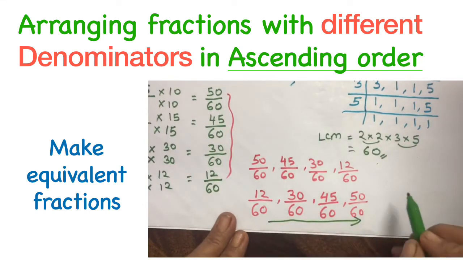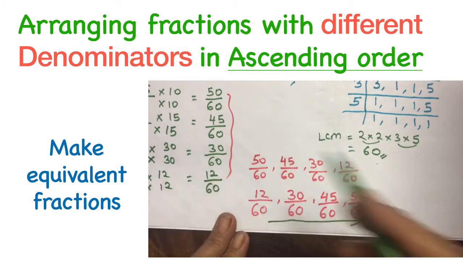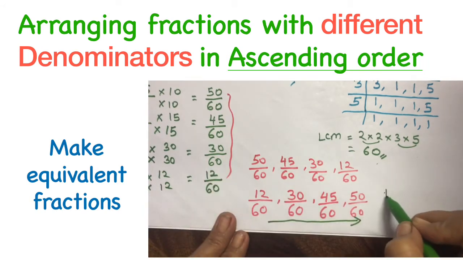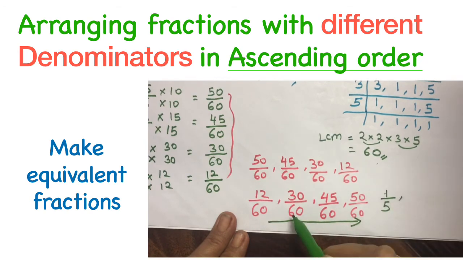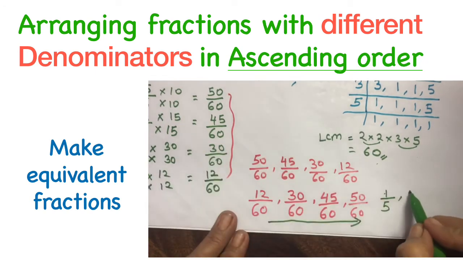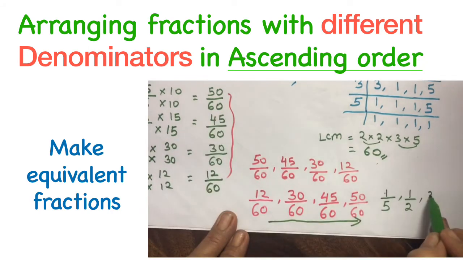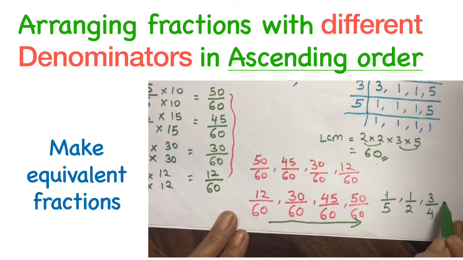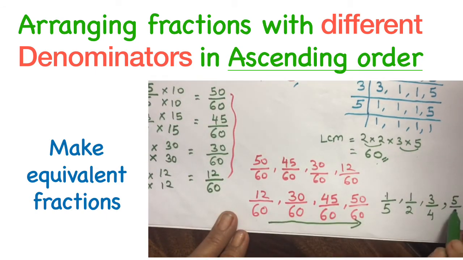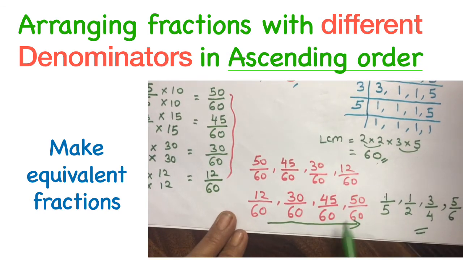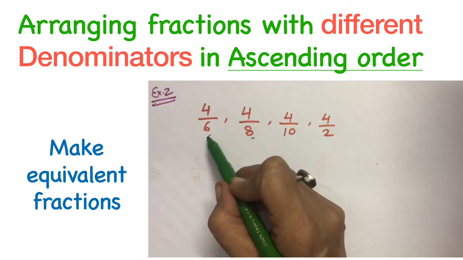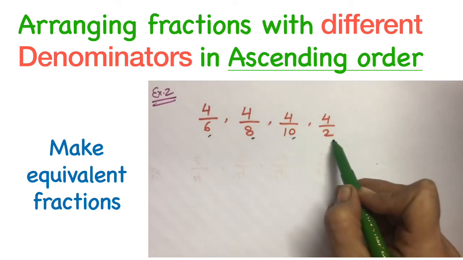So this is, which was this? 12 by 60 was 1 by 5. 30 by 60 was 1 by 2. 45 by 60 was 3 by 4. 50 by 60 was 5 by 6. So this is our answer. Here you can see that all the denominators are different.